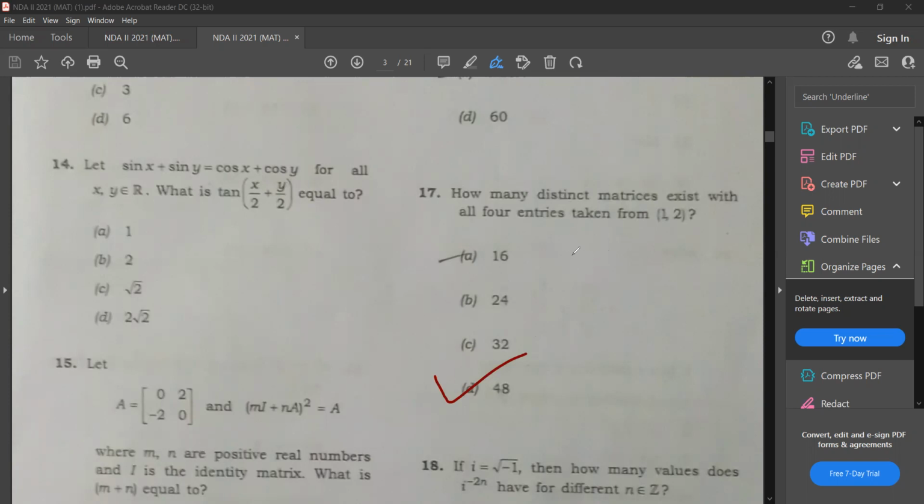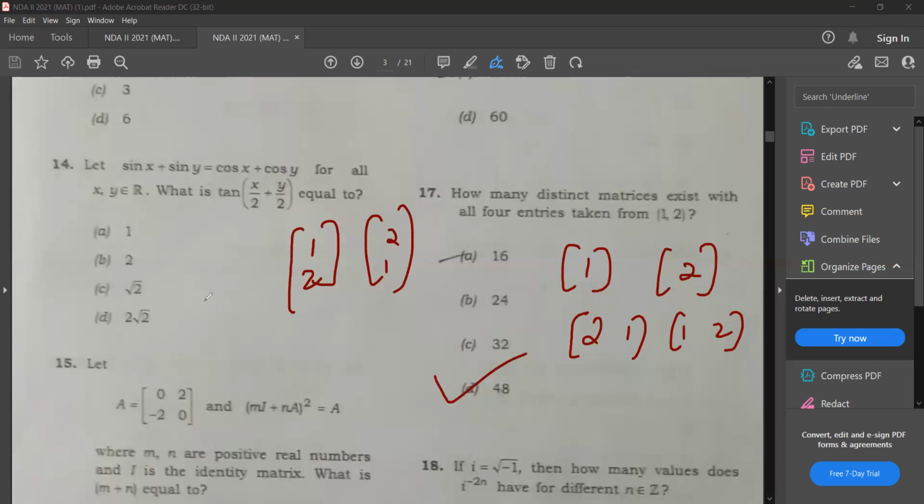So you can check 1, 2. Single matrices, two matrices are possible. If it is a row matrix, two row matrices are possible, isn't it? Then if it is a column matrix, 1, 2, that is also 2 possible. So likewise, you have to check how many distinct matrices exist with all 4 entries taken from 1, 2.